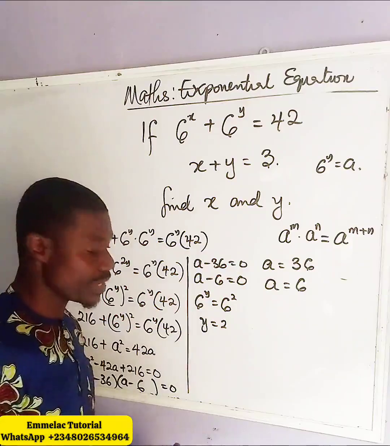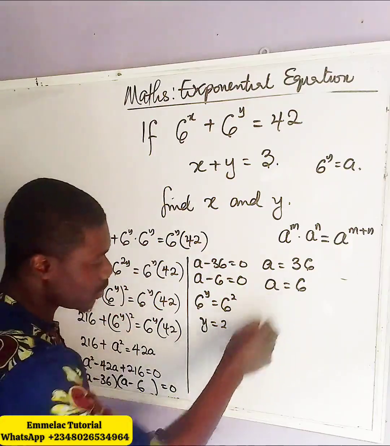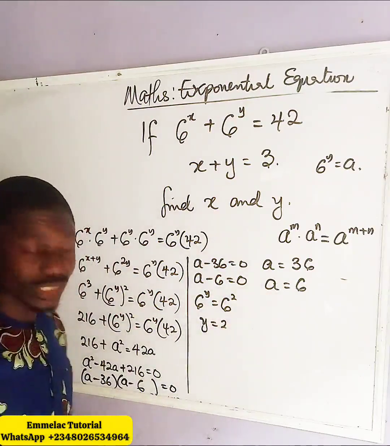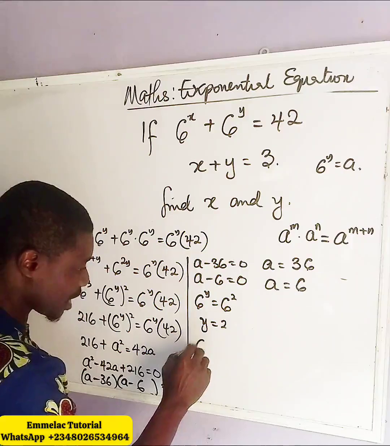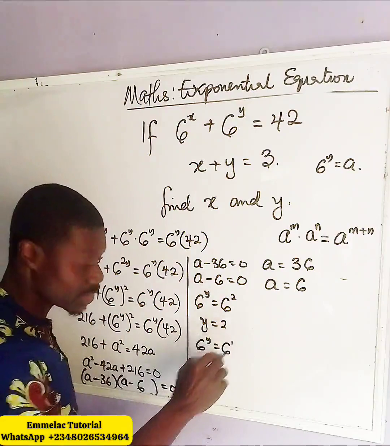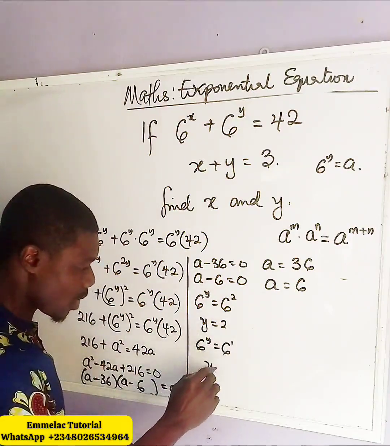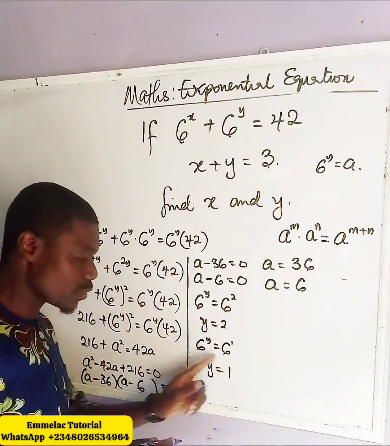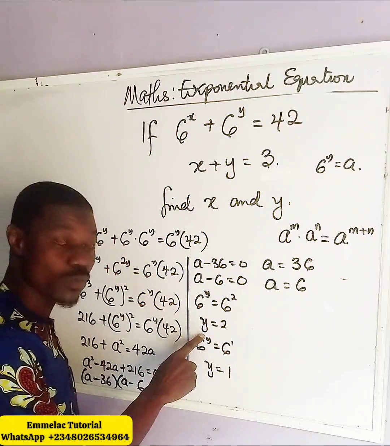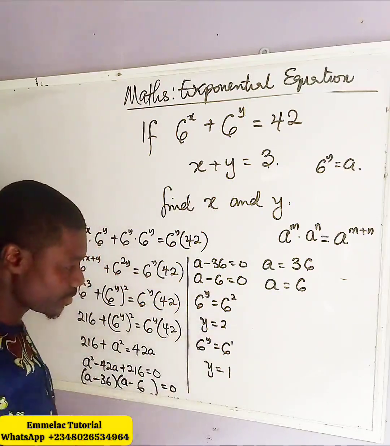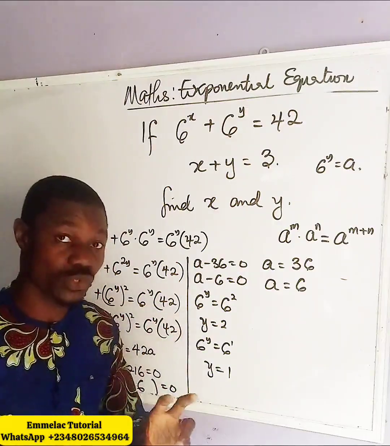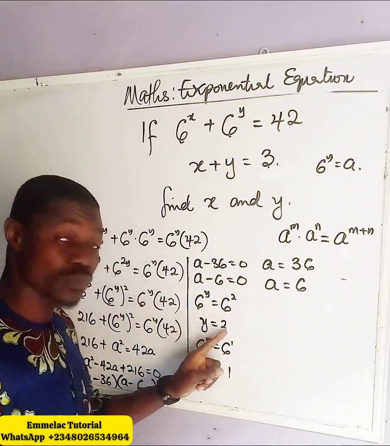So for a equals 6, here we have 6 raised to the power of y equals 6. Since we have the same base, automatically this is 1. So we can see here that y equals 1. Because we have the same base on both the left and right-hand side, we just need to equate the exponents. So now we have two solutions for y: y equals 2 and y equals 1.